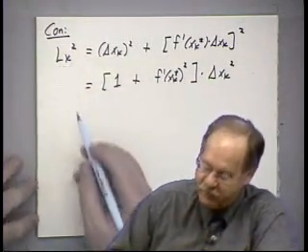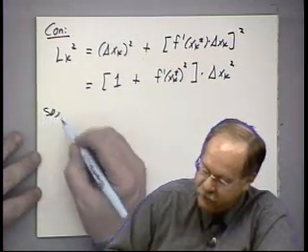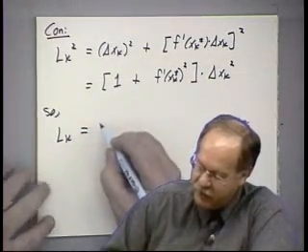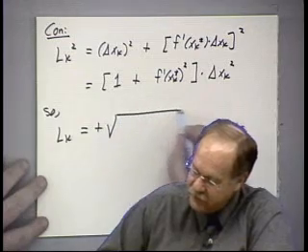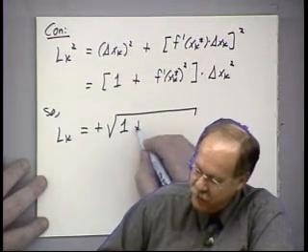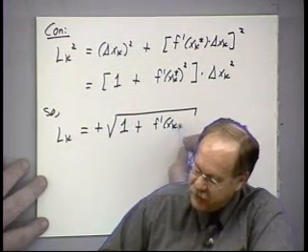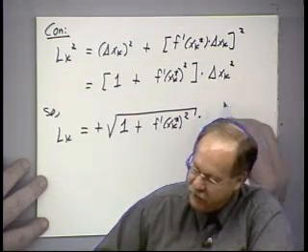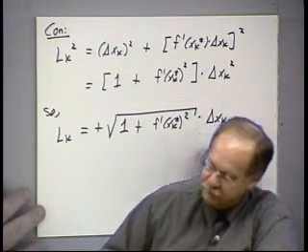Now let's get back to Lk. This is Lk squared after all. Lk is the positive square root of all of this. So that's going to be the square root of 1 plus f prime xk star squared, and this becomes just delta xk.